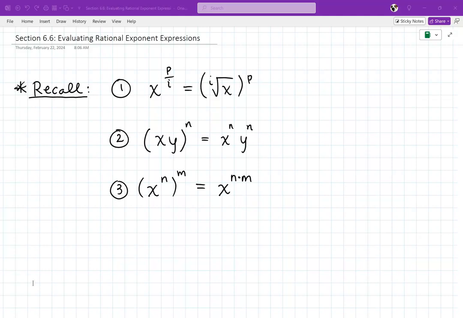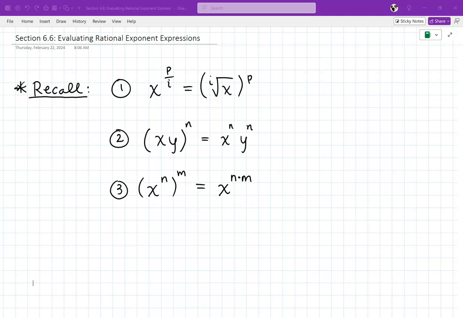So first things, recall, okay? Number one, this is what we just did, right? X to the p over i is equal to the ith root of x to the p power. So I want you just to remember that because that allows you to convert something from radical to exponents or exponents to radicals. Sometimes going from one to the other is helpful, okay?